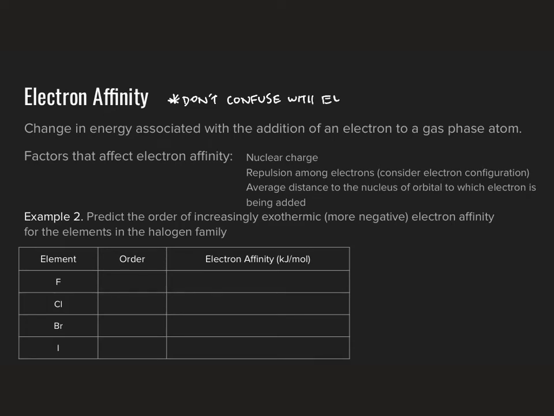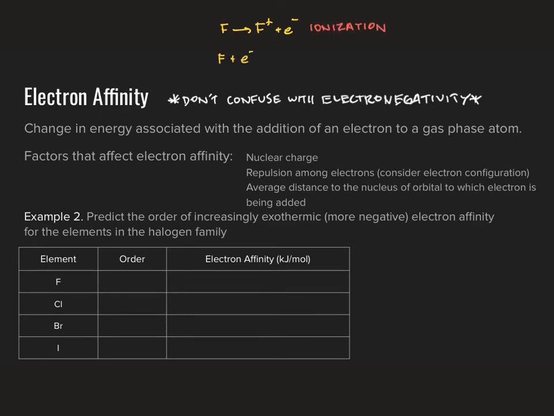We're going to go ahead and define electron affinity here as the change in energy associated with the addition of an electron to a gas phase atom. And from that definition, it should sound logical that electron affinity is, to a certain extent, related to ionization energy. Whereas ionization energy was the change in energy associated with the removal of an electron from an atom, now we're talking about the change in energy associated with the addition of an electron to a gas phase atom.